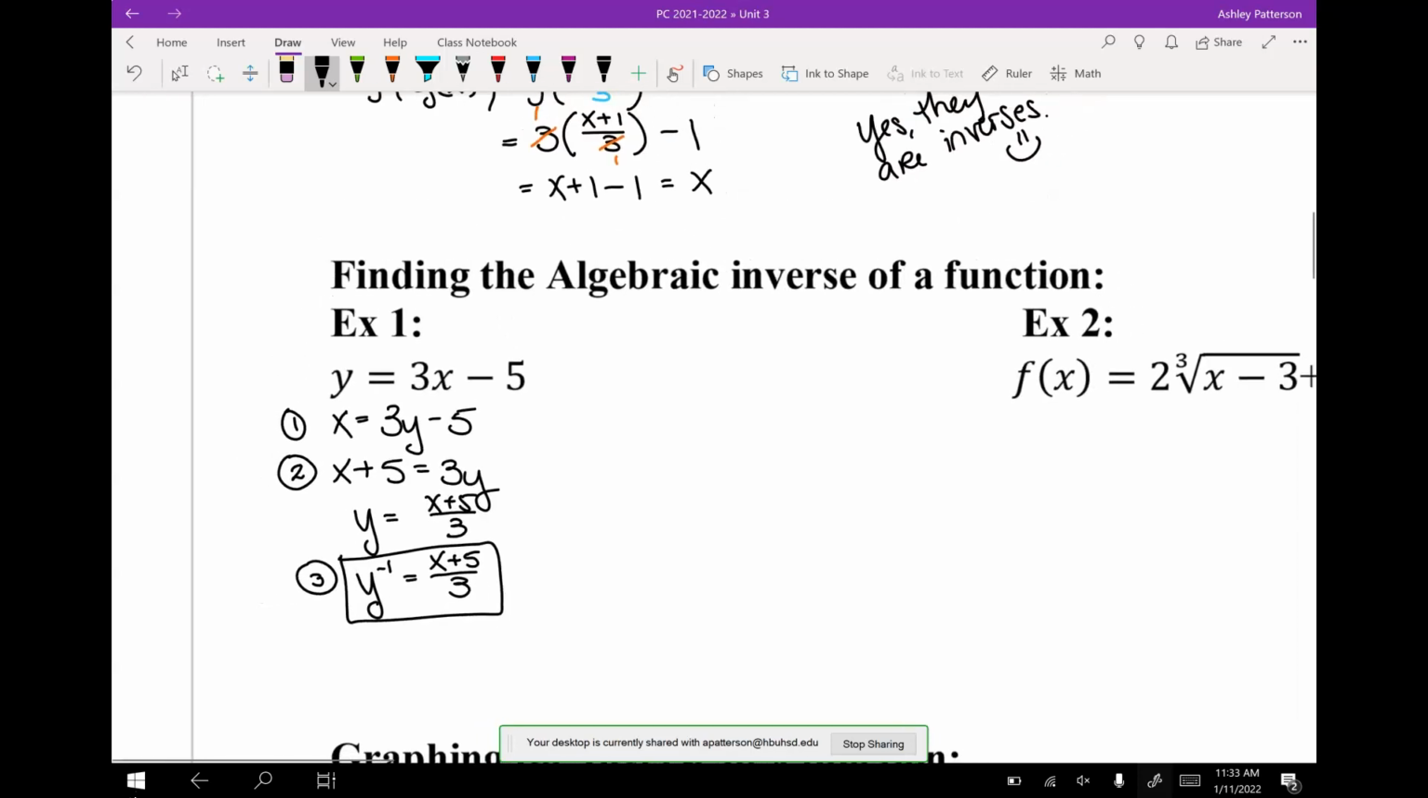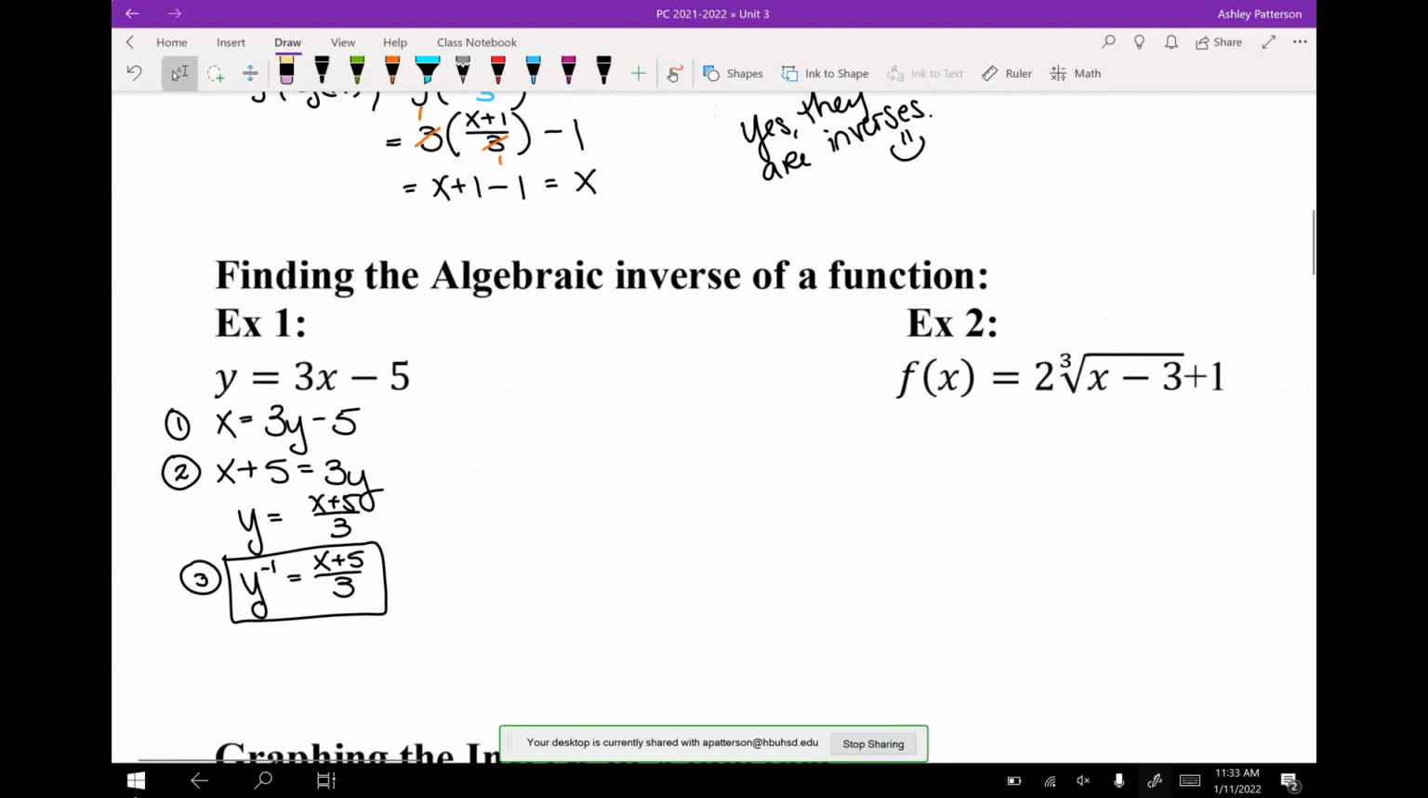Okay, following those steps, try example 2 and see if you can find the inverse of that cube root. All right, what's step 1 again? But there isn't a y. F of x. Don't get tripped up by the notation.